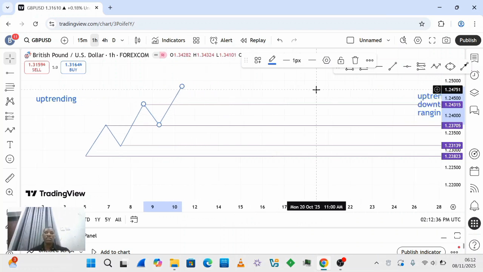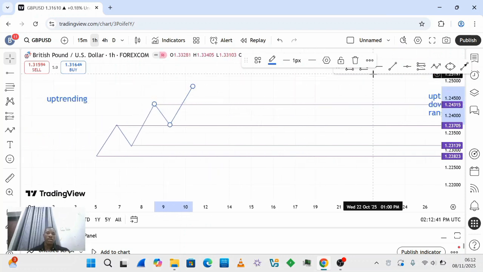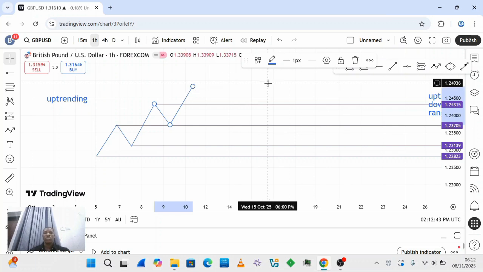The same thing with the downtrending. So the same thing that happens on the uptrend will still happen on the downtrending.